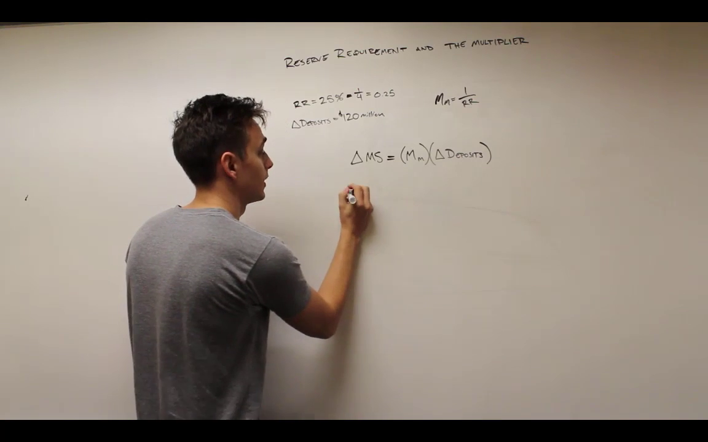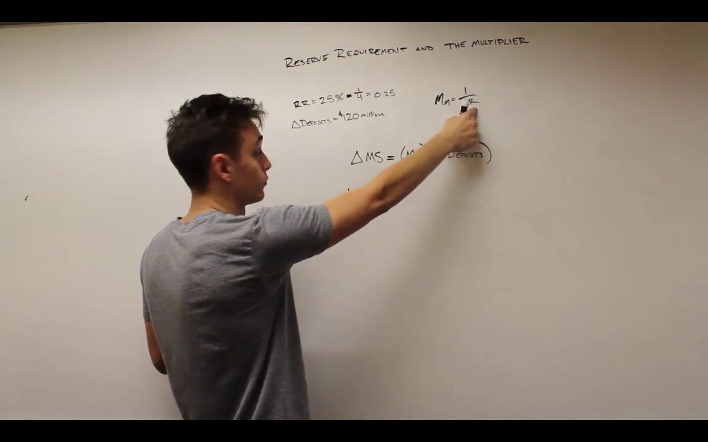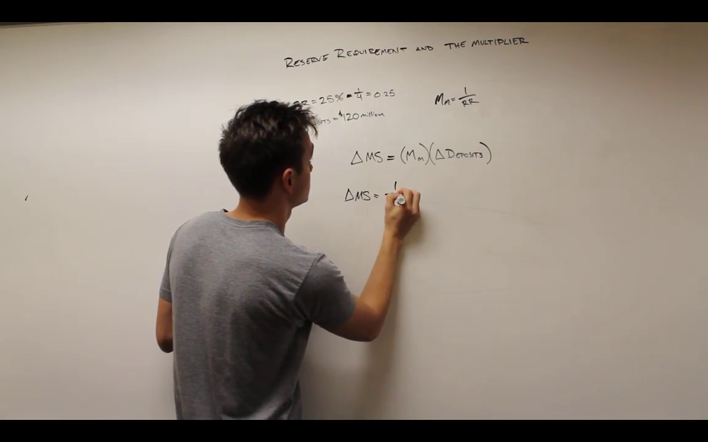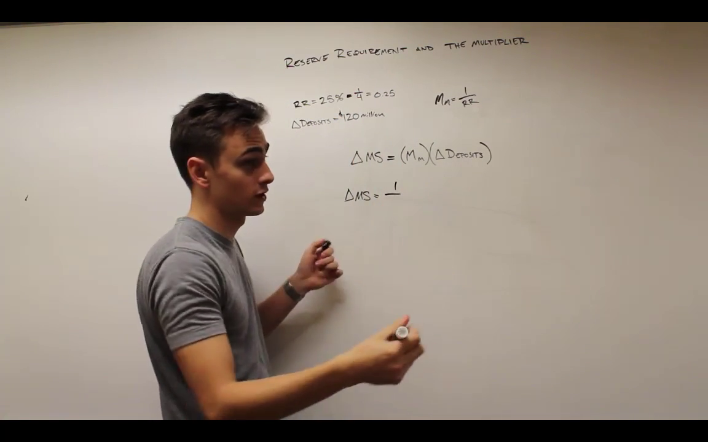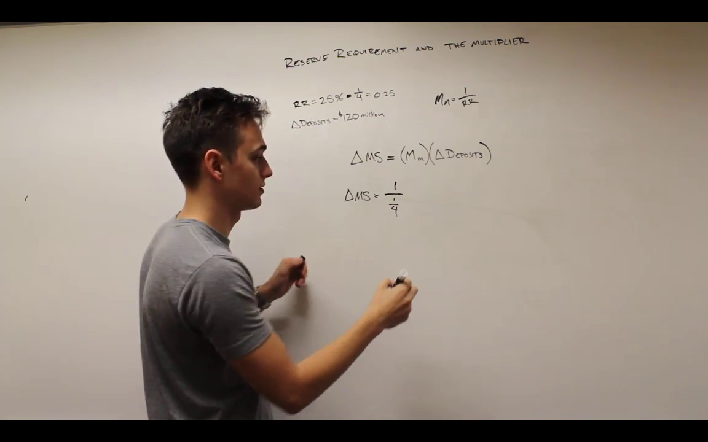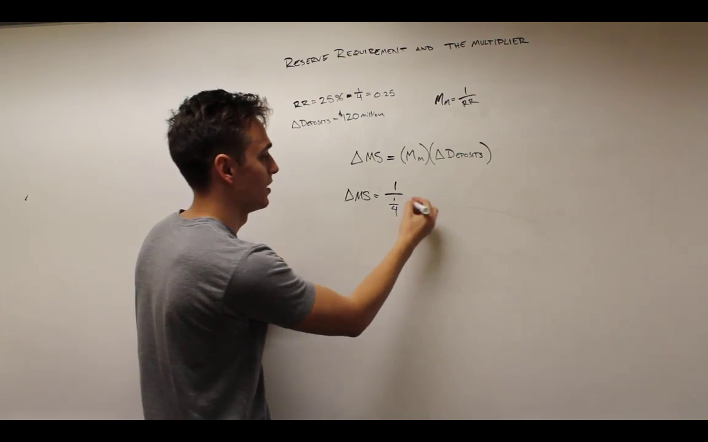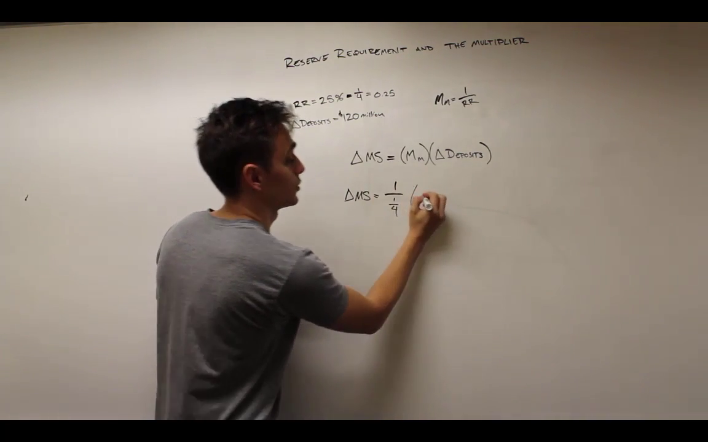So the change in the money supply equals 1 over the reserve requirement, which in this case is 25%, or 1 over 4, anything you want to do. I'm going to do 1 over 4 because it's a fraction. I like fractions better than decimals when you're dealing with fractions. So that times 120 million.